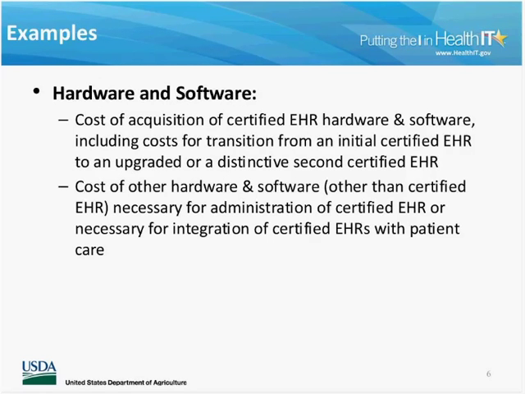So some of the examples of things that rural development can cover in terms of the costs that our loan and grant programs may be able to cover include the cost of acquisition of certified electronic health records, software, and hardware, as I said. These include costs for transition from an initial certified electronic health records to an upgraded or a distinctive second certified electronic health records database. Other costs include hardware and software other than those that are certified electronic health records databases but are necessary for the administration of certified electronic health records or necessary for the integration of these databases and of this functionality with patient care. These are some of the costs that are allowable under our programs that we will be talking about in a bit.